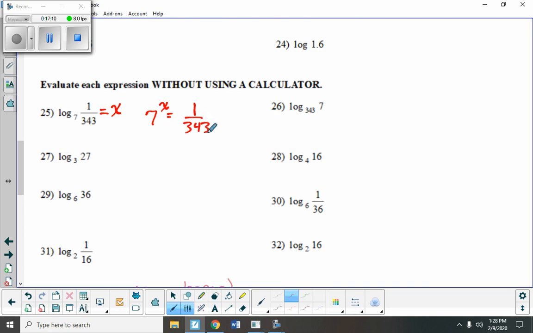And if we look at our root sheet to see what power of 7 gives us 343, that's 3. 7 to the third is 343. But this is 1 over 343, so x must equal negative 3, because 7 to the negative 3 would equal 1 over 7 to the positive 3, which is 1 over 343. So the value of x has to be a negative 3.